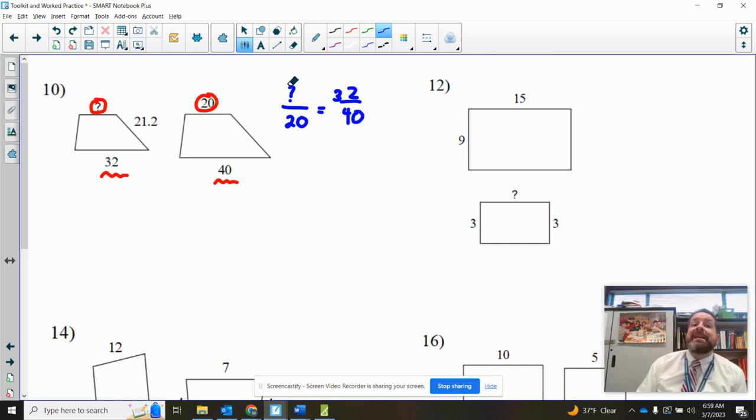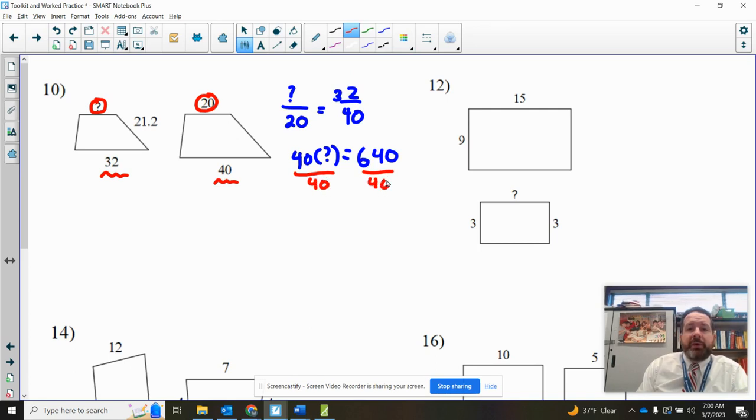Now, when you're setting up your fractions, be consistent. I went little shape on the top with the question mark. So when I do my second fraction, start with the little shape, the 32, on the top again. Now cross multiply. 40 times the question mark equals 20 times 32, which is 640. Divide by the 40, divide by the 40, and that question mark should end up being a 16. Check and see if that's reasonable. So in this shape, I notice the top is half of the bottom. Over here, half of 32 would give us that 16. It looks good.